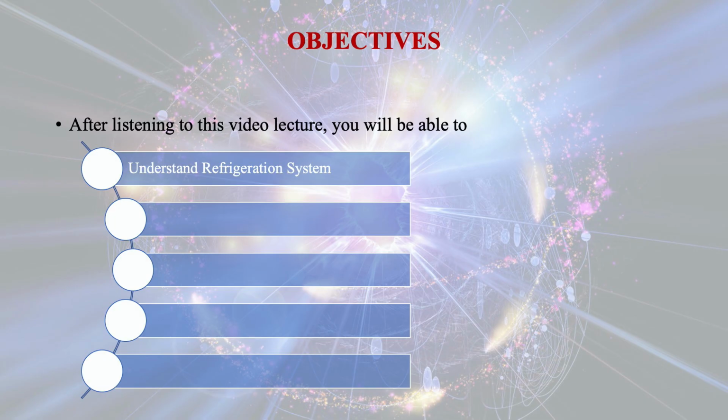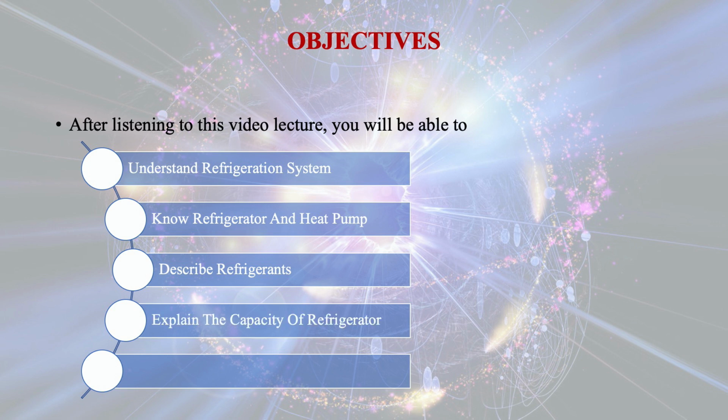After listening to this video lecture, you will be able to understand refrigeration system, you will be able to know refrigerator and heat pump, you will be able to describe refrigerants. You will be able to explain the capacity of refrigerator and you will be able to calculate the coefficient of performance. First of all, let us discuss about the direct heat engine and reverse heat engine.